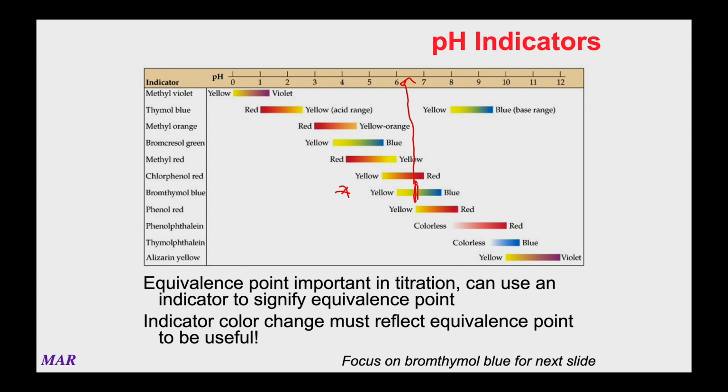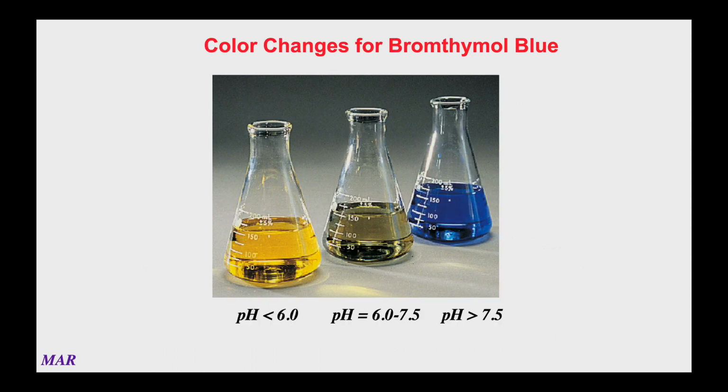But if you picked, say, for example, thymol blue over here, that has a pH change at about a pH of 2. That would not be very helpful for a transition where you wanted the pH change to be about 6 to 6.5. Here's an example of the color changes.